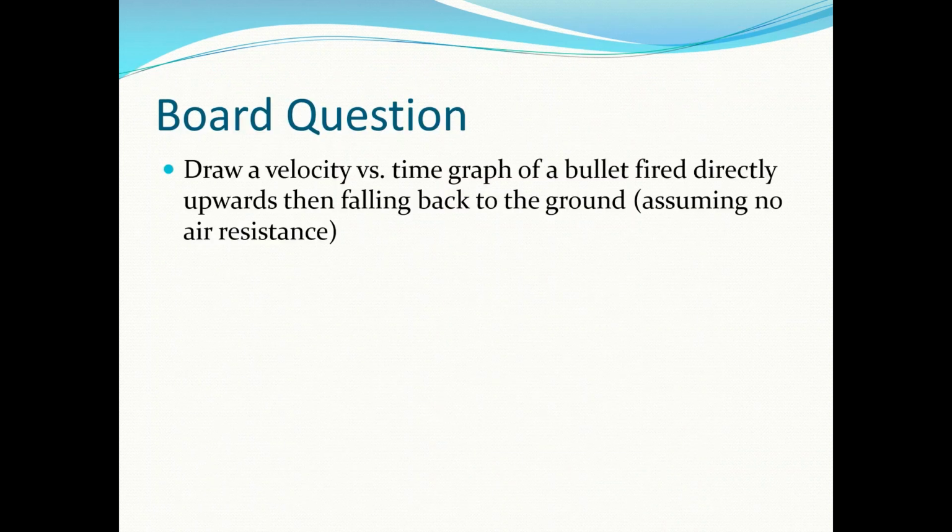So this is our last board question of the day. So draw a velocity versus time graph of a bullet being fired directly upwards and falling back to the ground, assuming no air resistance. So pause the video, see if you can draw just a velocity versus time graph of this situation.